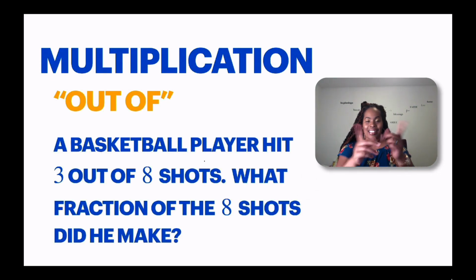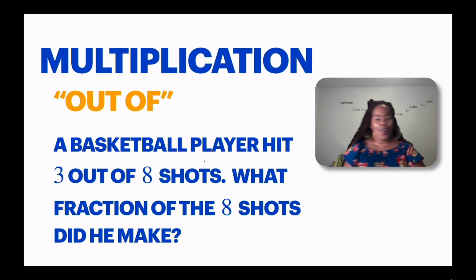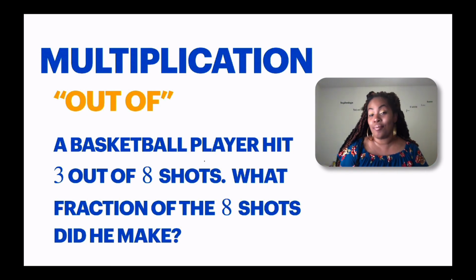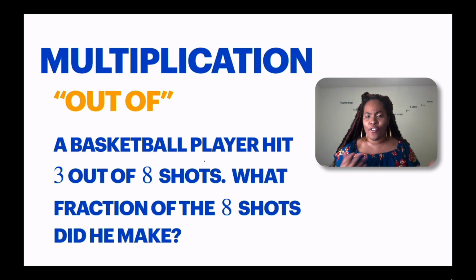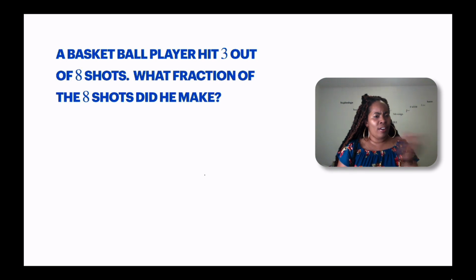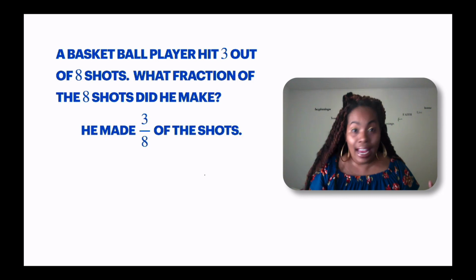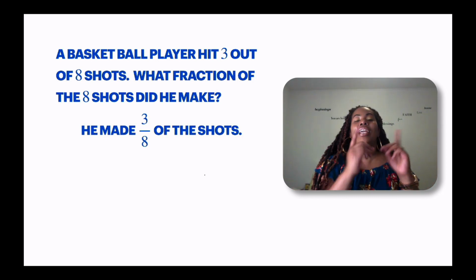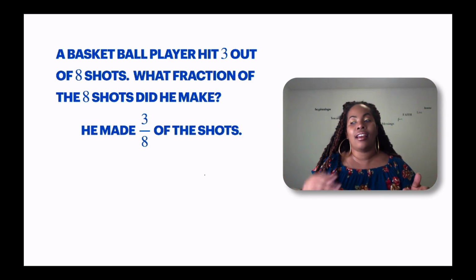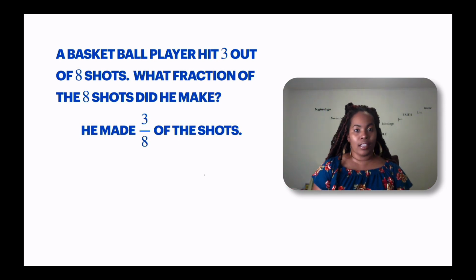Let's go. So, an example, like I said, on the court, a basketball player hit 3 out of 8 shots. What fraction of the 8 shots did he make? So we're looking for a fraction that represents the amount of shots he made out of the 8. Well, it's right there in your face. Do you see it? Let's look at it again. What fraction of the 8 shots did he make? 3 out of 8. 3/8. So he made 3/8 of the shots. Now, I know y'all might be like, wait, it can't be that simple.